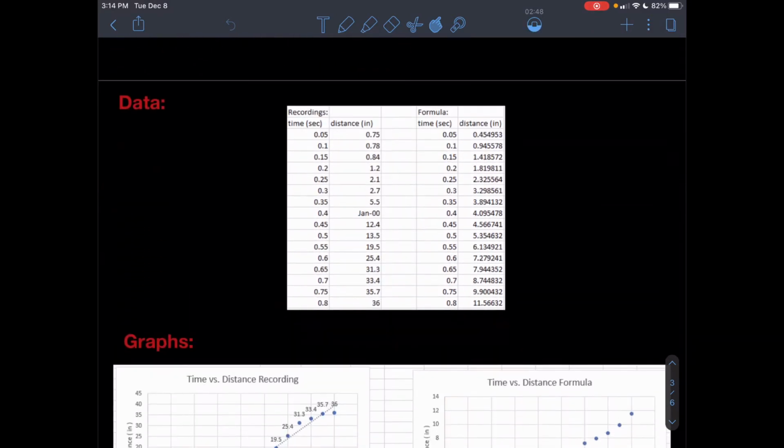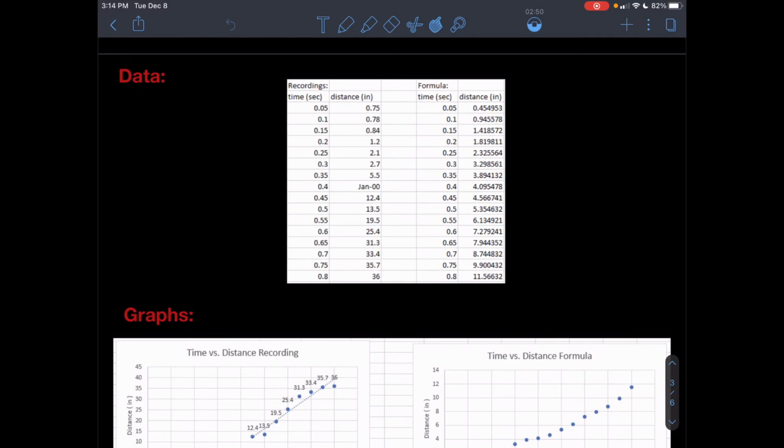So moving on, we have the data. You can see on the left we have the recordings, and on the right we have the formula. So the data on the left is what I recorded from the video, and the data on the right is from the formula plug and chug.